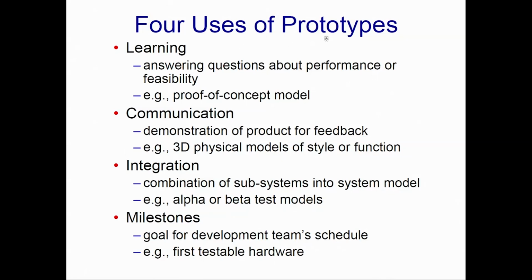Another one of the uses of prototypes is combination of subsystems into a system model, alpha or beta test, which I have explained to you. Beta is almost ready and the customer is given a chance to test it. Then when do we develop the testable hardware, final hardware? This is where our rapid prototyping seems to help a lot, because you see everything is very long. It is not easy to get into this thing at all.